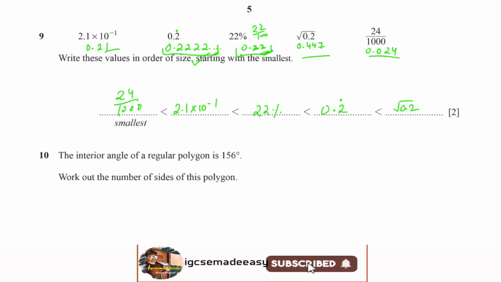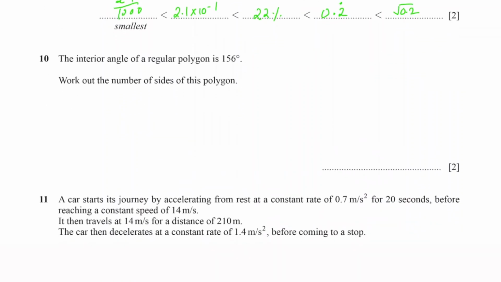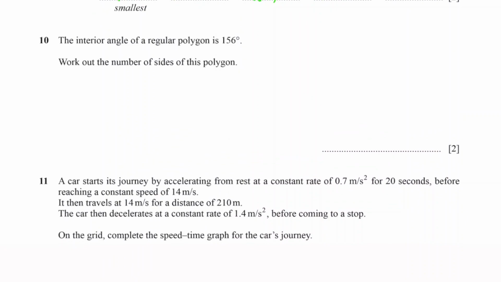Question number 10. The interior angle of a regular polygon is 156. Work out the number of sides of this polygon. So you should remember one thing. I'll tell you the basics of this one. A polygon is a figure having line segments and it is closed. Let's say this is a polygon, and this is a triangle, right?